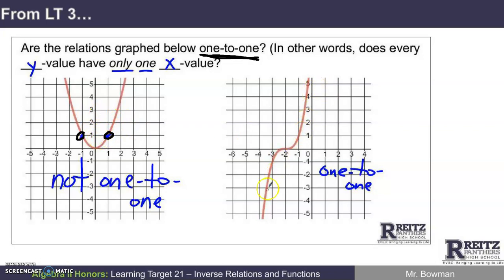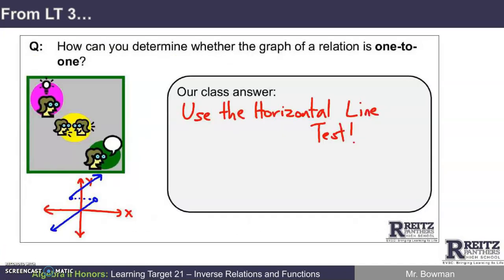But this function is one-to-one. Every y value in this graph has only one x. This is a great example of the difference. We also said in Learning Target 3 that a quick way to look at a graph and determine whether or not the graph of that relation was one-to-one was to use the horizontal line test.